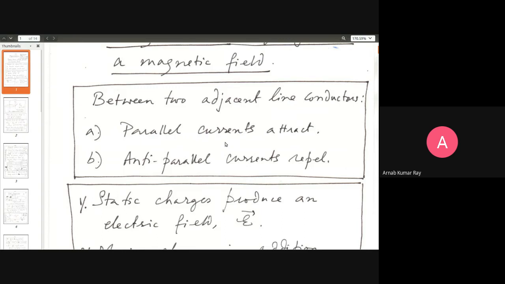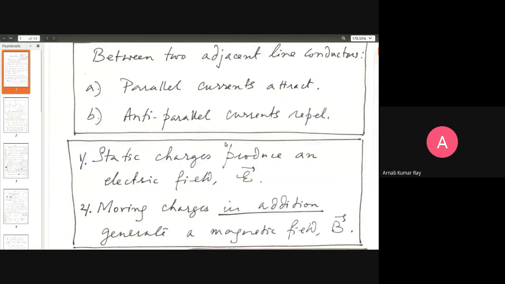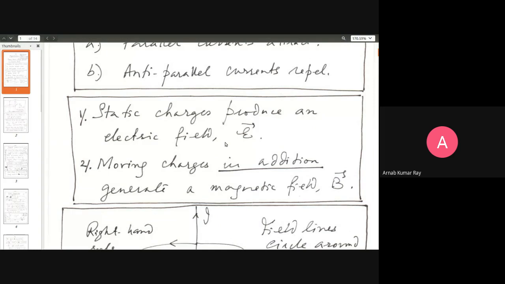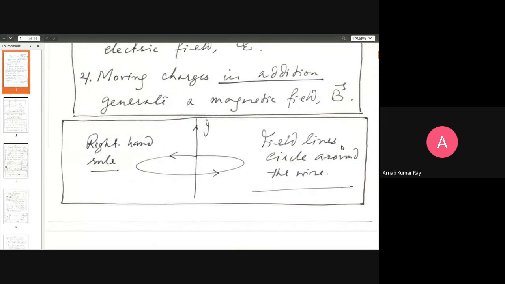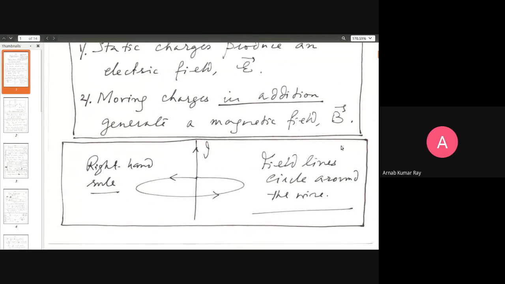We shall have to explain this observational property in terms of a theory. But before we go to the theory, I will once again stress that static charges produce an electric field E. Static charges meaning charges that are not moving in space. But if the charges start moving in space, then in addition to the electric field, which is still there, the moving charges will also generate a magnetic field. E and B, those are the conventional notations of electricity and magnetism.